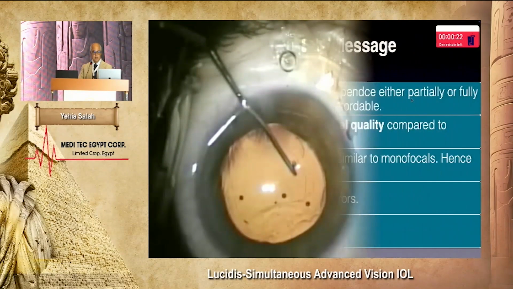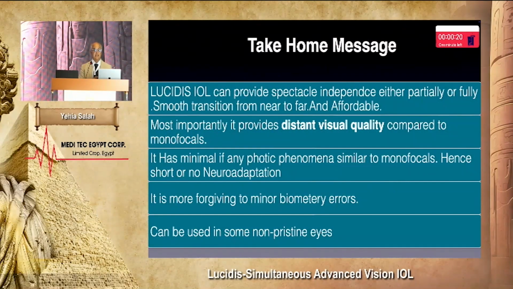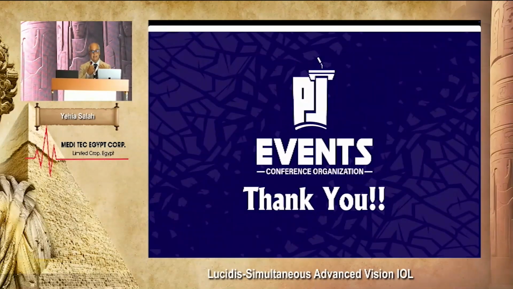So, in conclusion, Lucidis can provide spectacle independence, either partially or fully, with a smooth transition from near to far, and it is an affordable lens. Most importantly, it provides distance visual acuity that is comparable to monofocals. It has minimal, if any, photic phenomena, so there is little neuroadaptation, and it is forgiving for some biometry errors.